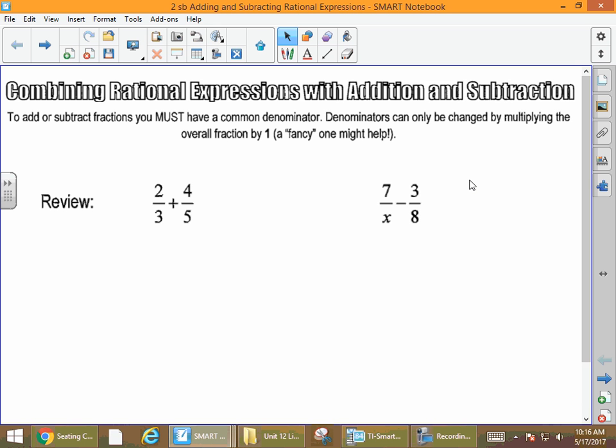And the key to adding and subtracting fractions, whether they have variables in them or not, is finding a common denominator. We have to have a common denominator whenever we add and subtract. Now, we're not going to talk about multiplying and dividing this year, but multiplying and dividing fractions do not have to have a common denominator. Only adding and subtracting have to have a common denominator.